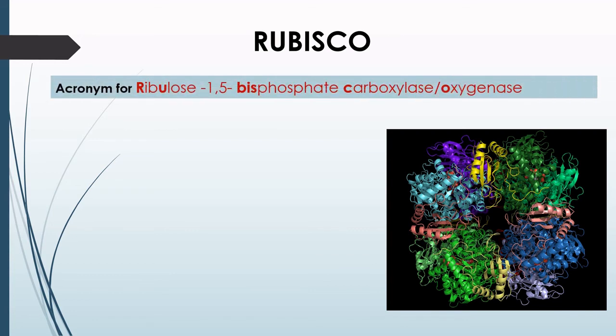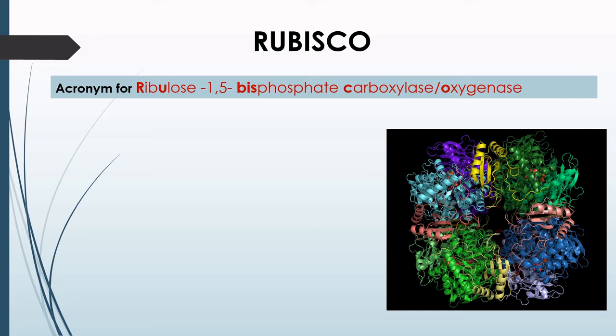This is the enzyme responsible for the carboxylation process of the Calvin cycle. The actual name of the enzyme is ribulose 1,5-bisphosphate carboxylase/oxygenase. Rubisco is an acronym for ribulose 1,5-bisphosphate carboxylase/oxygenase. An acronym is nothing but an abbreviation which is spelled like a single word.